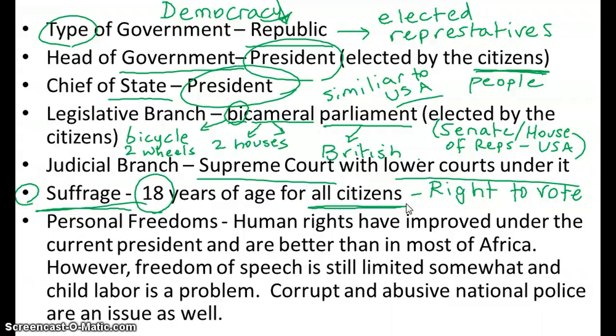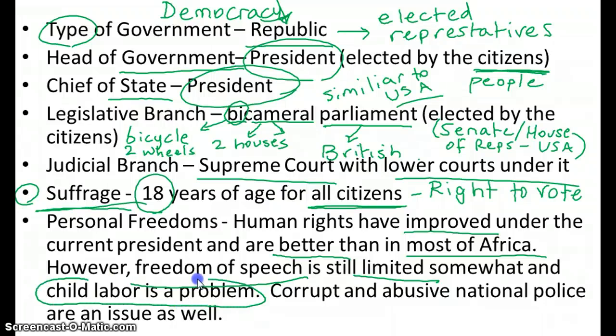All right, personal freedoms. We talked about this in our other units, but people in Kenya have had an improvement in their human rights under this current president, and it's actually better than in most of Africa. However, freedom of speech is still limited. In other words, you can't just say anything about the government without some kind of punishment being wielded. In the United States, we can pretty much say anything we want and get away with it, but not in a country like Kenya.